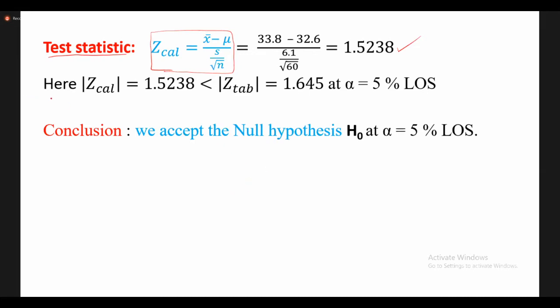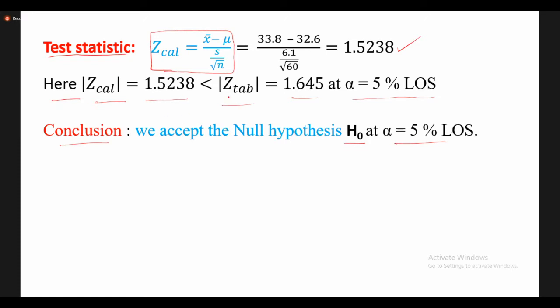After that, we have to compare Z calculated with Z tabular value. See here, mod Z calculated is 1.5238, that is less than mod Z tabular value, that is 1.645. If this condition is satisfied at alpha % level of significance, what is the decision? We have to accept the null hypothesis. Therefore, the conclusion is we accept the null hypothesis H naught at alpha % level of significance.